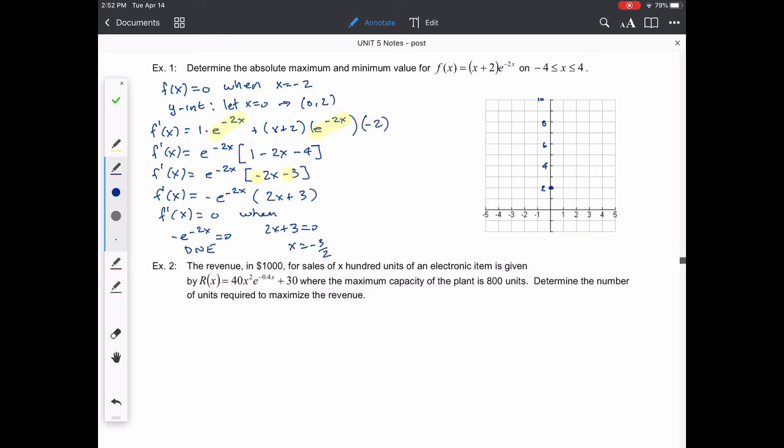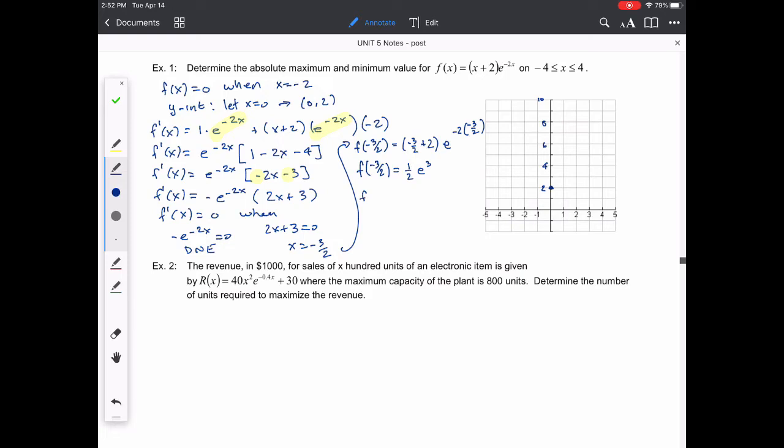If I solve for f of -3 over 2, what we get is -3 over 2 plus 2, times e to the -2 times -3 over 2. The 2s will cancel out, and the two negatives in the exponent also become positive, so it's going to be e to the exponent 3. So f of -3 over 2: -3 halves plus 4 halves is going to give me 1/2, times e to the exponent of 3.